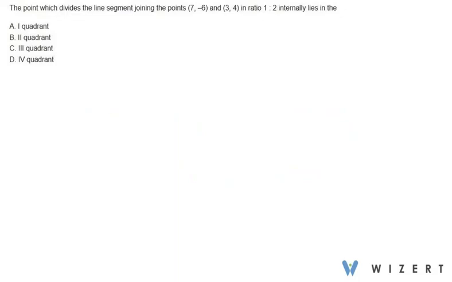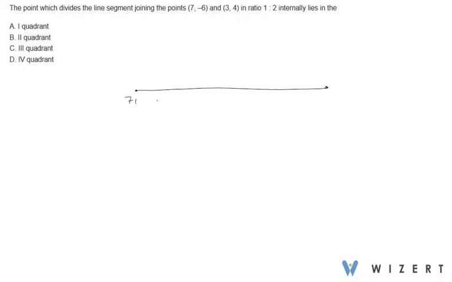We have this question here. The point which divides the line segment joining the points (7, -6) and (3, 4) in the ratio 1 is to 2 internally lies in the... and the quadrants' names are given. So let's try to visualize the situation.